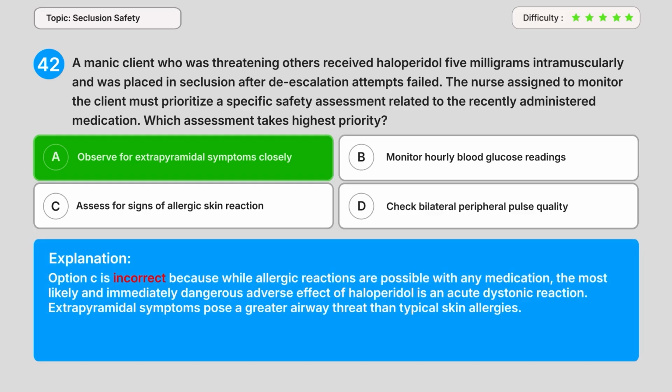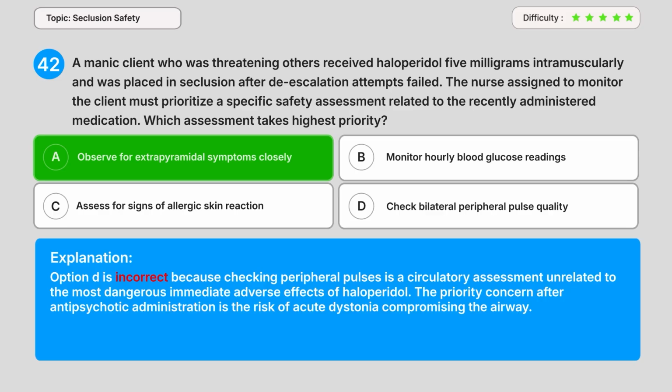Option C is incorrect because while allergic reactions are possible with any medication, the most likely and immediately dangerous adverse effect of haloperidol is an acute dystonic reaction. Extrapyramidal symptoms pose a greater airway threat than typical skin allergies. Option D is incorrect because checking peripheral pulses is a circulatory assessment unrelated to the most dangerous immediate adverse effects of haloperidol. The priority concern after antipsychotic administration is the risk of acute dystonia, compromising the airway.